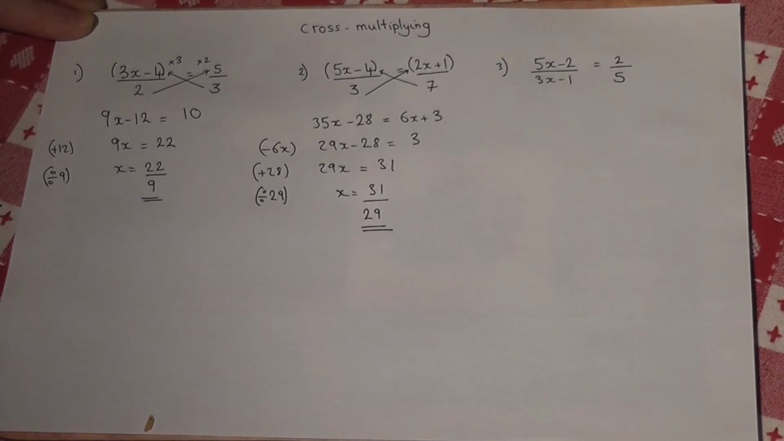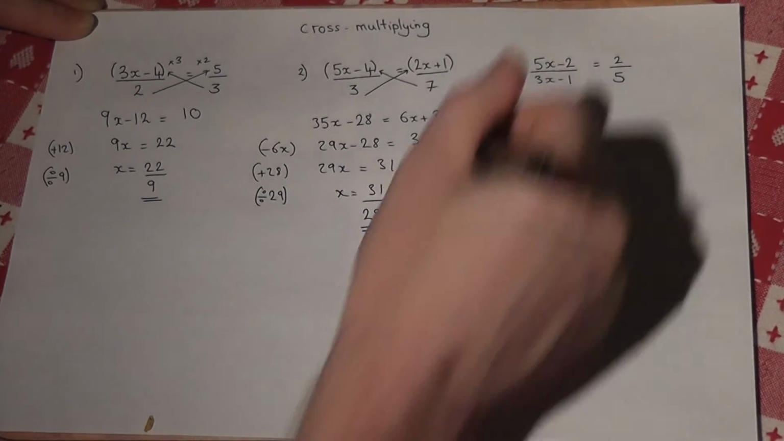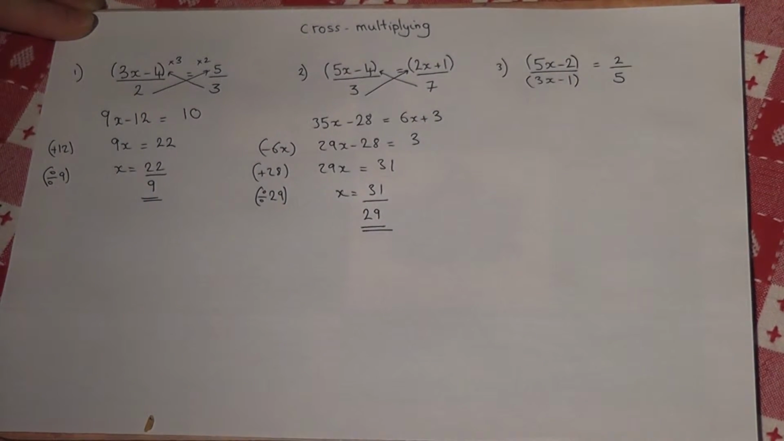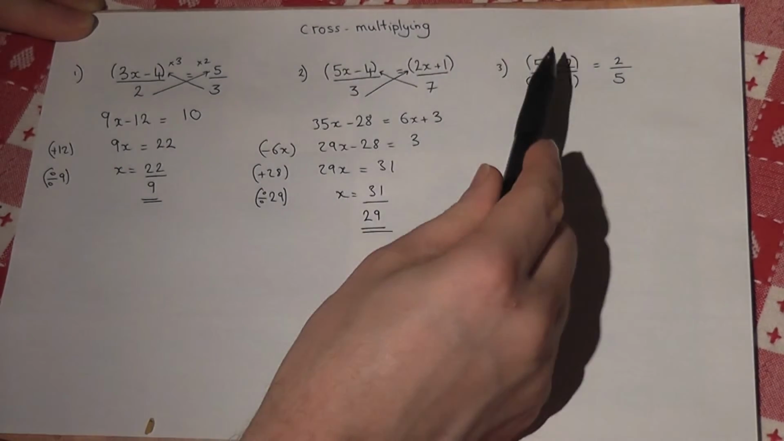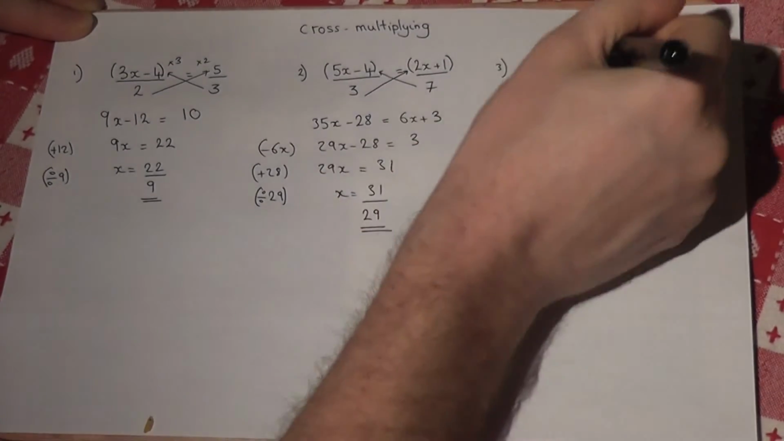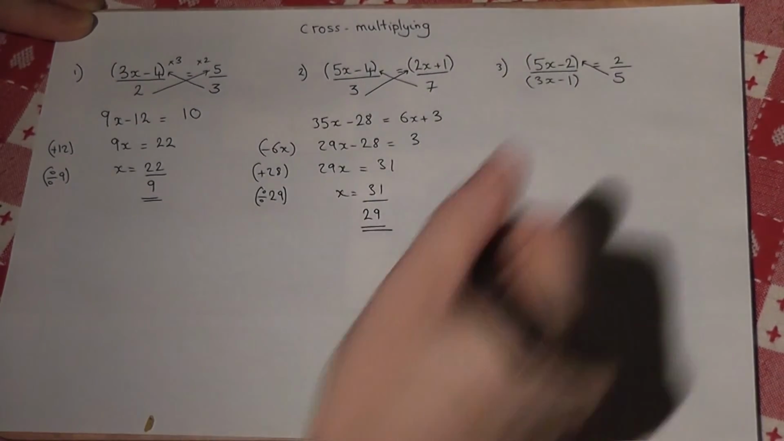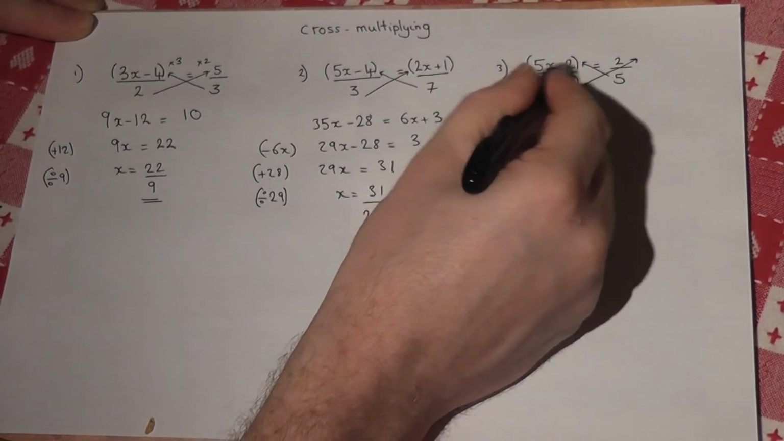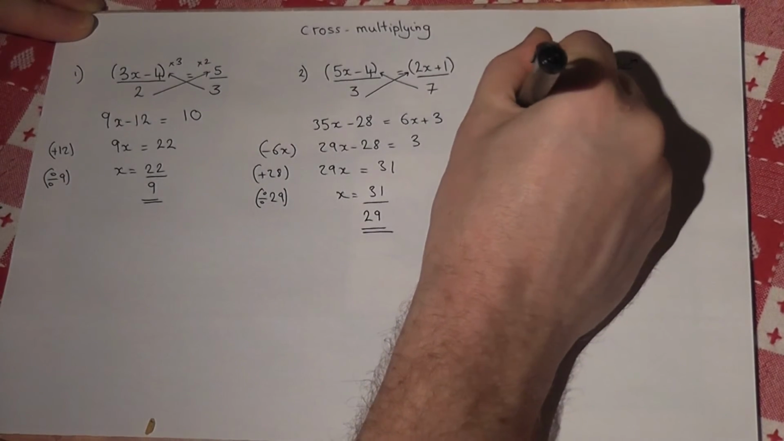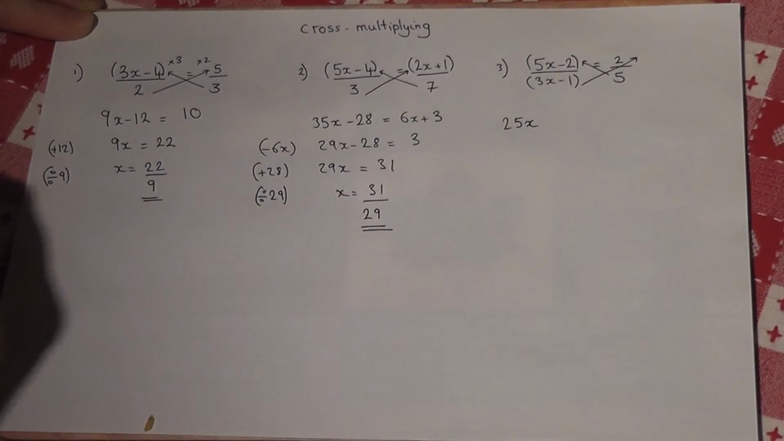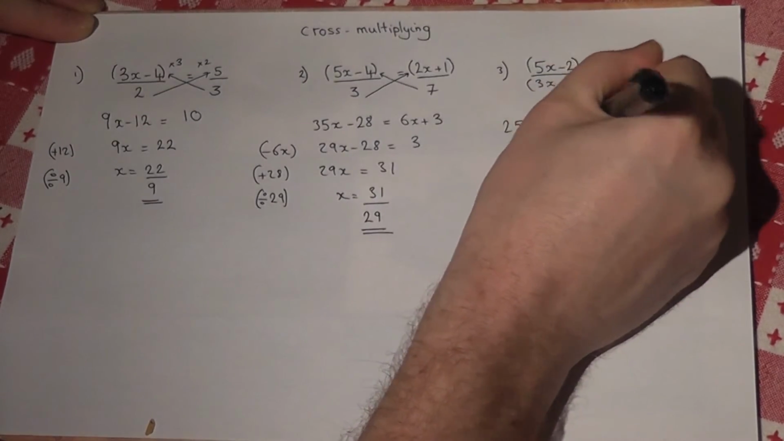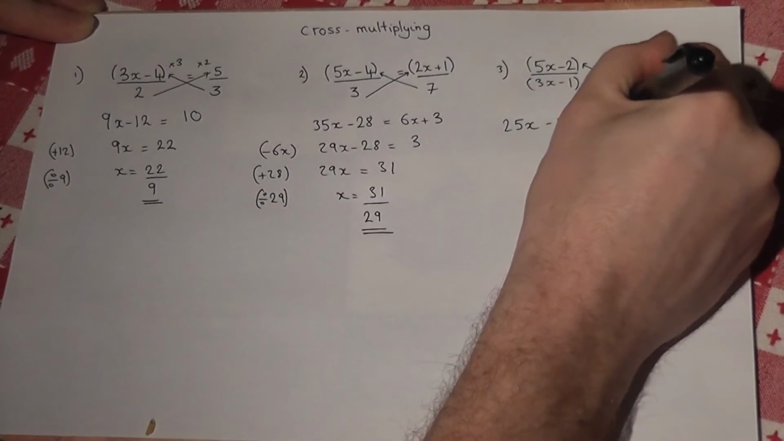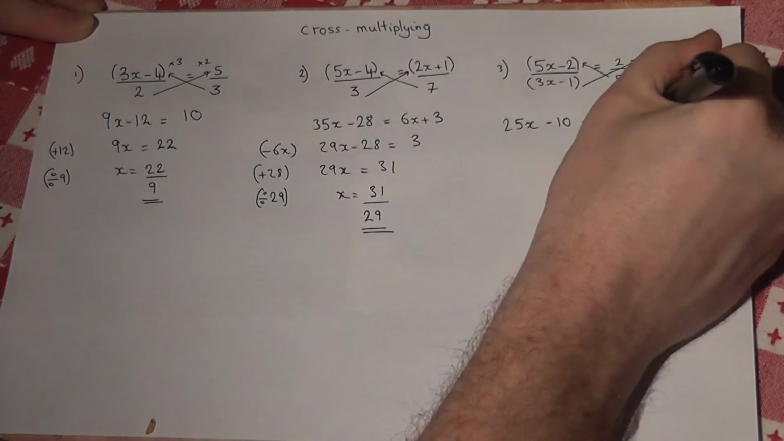Now this technique still works even with more complex looking equations. So I'll place the brackets around the multiple terms first. And the rule still applies. I times the opposite numerator by the other denominator. So I times up by 5 and up by that entire bracket. So it's 5 lots of this bracket here. So it's 25x, 5 times 5x, and 5 times minus 2 is minus 10. And that equals 2 lots of this entire bracket. Well, 2 times 3x is 6x, and 2 times minus 1 is minus 2.